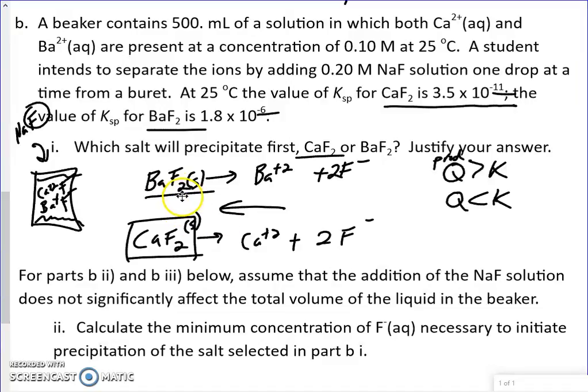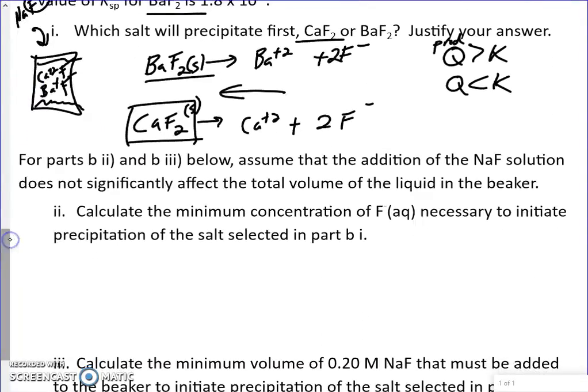In question B, we're looking at a solution that contains both calcium and barium, and we wanted to know which one's going to precipitate first. We decided that it was going to be the one with the lowest Ksp value, because it's going to reach Q first, causing a shift towards the reactants, causing the solid to form. So that would be calcium fluoride. Let's keep going down and looking at the rest of this.